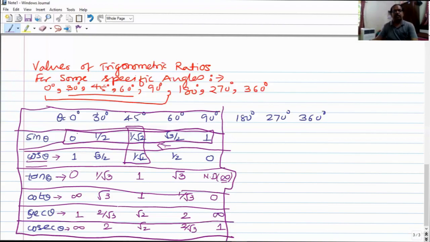What are the remaining values now? The remaining angles are 180, 270 and 360. They are again the quadrantal angles. They are very easy. How to get them, I will just explain.